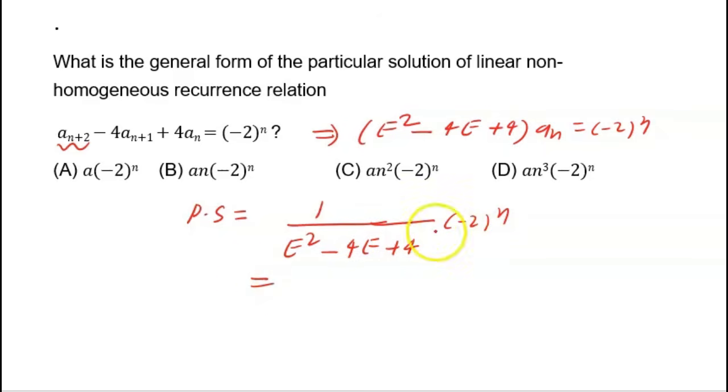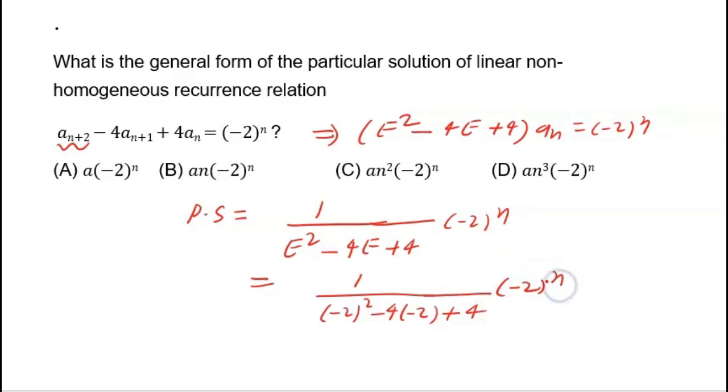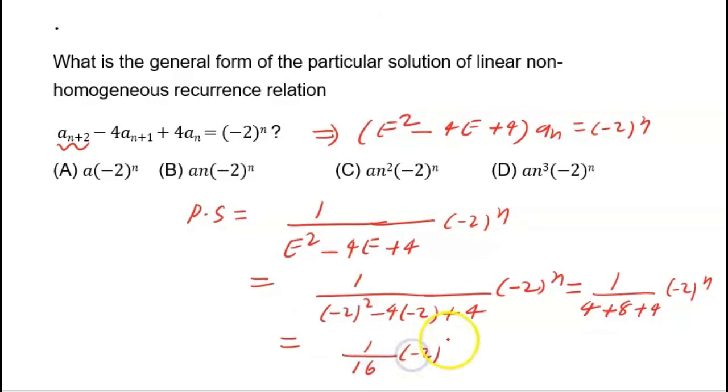So if I directly substitute minus 2, what will I get? I will get 1 by minus 2 square minus 4 into minus 2 plus 4. And why I did that, I hope you understand. If you don't, check the previous videos. So this is equal to 1 by 4 plus 8 plus 4, minus 2 to the power n. So what did I get? I get 1 by 16 minus 2 to the power n.